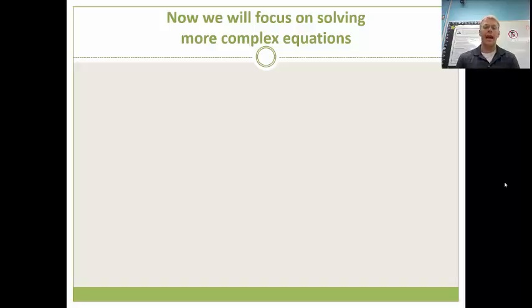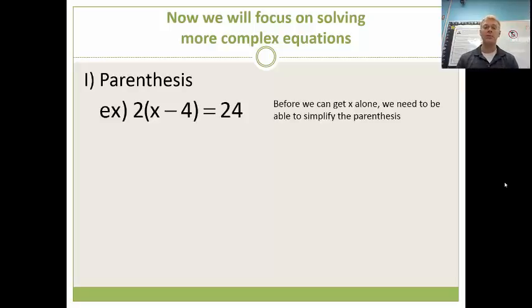What's essentially going to happen is we're going to take some of the simplifying expression techniques we learned in Unit 1, and we're now going to be applying them in our process of solving our equations. So the first thing we're going to look at that could make your equation a little more complex is parentheses. If we look at this example, we have 2 times the quantity of x minus 4 equals 24. Before we can do anything to get the variable alone, we have to get rid of these parentheses because we can see the variable is inside those parentheses.